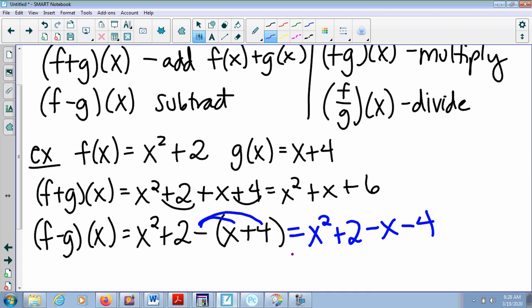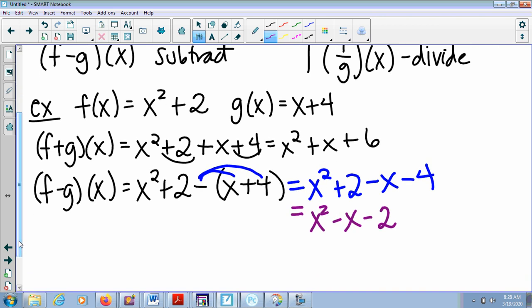Okay? And if we combine like terms, that's just going to be that 2 and negative 4. So x squared minus x, and then 2 minus 4 is negative 2. So that's f minus g. Just combine like terms after we subtract it.